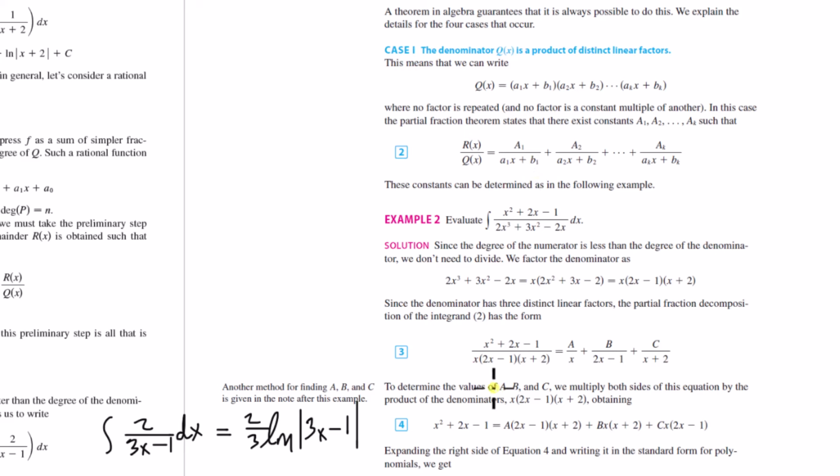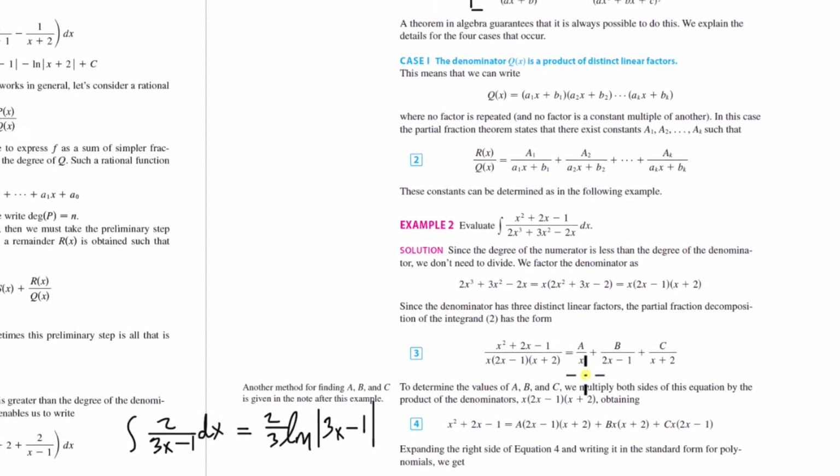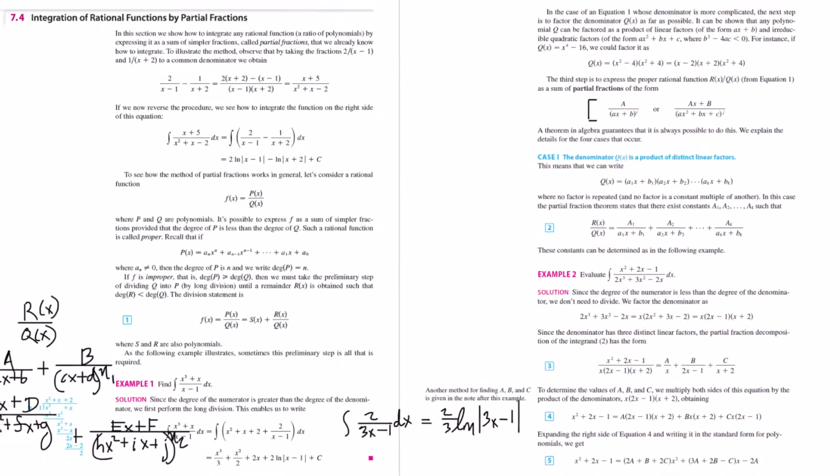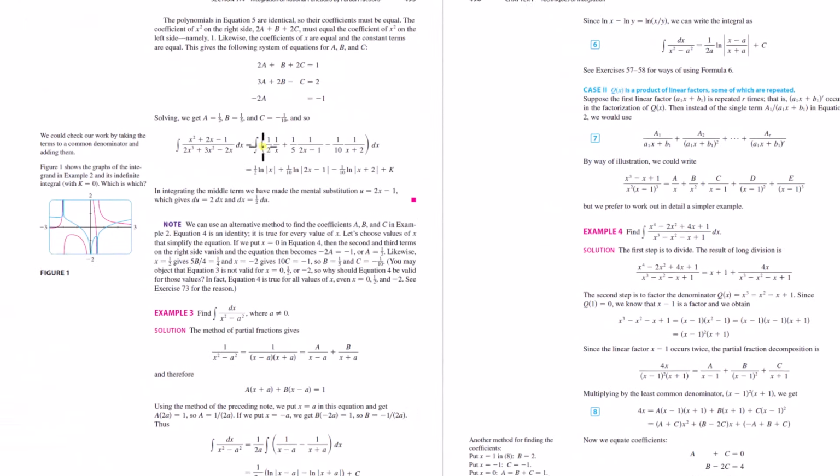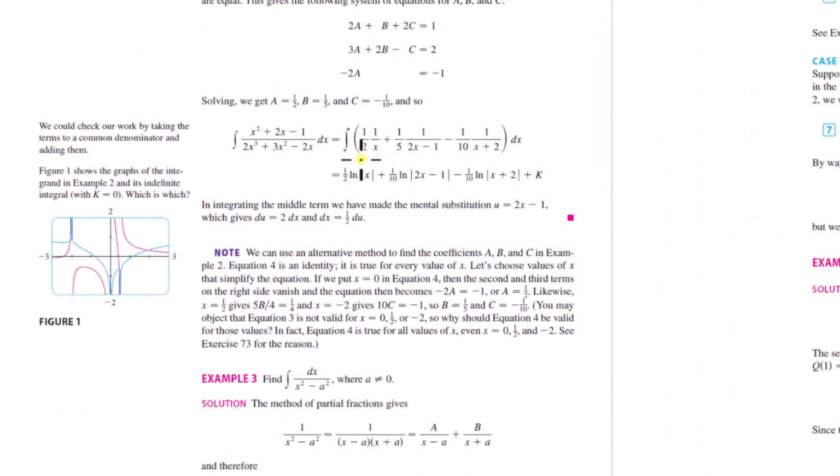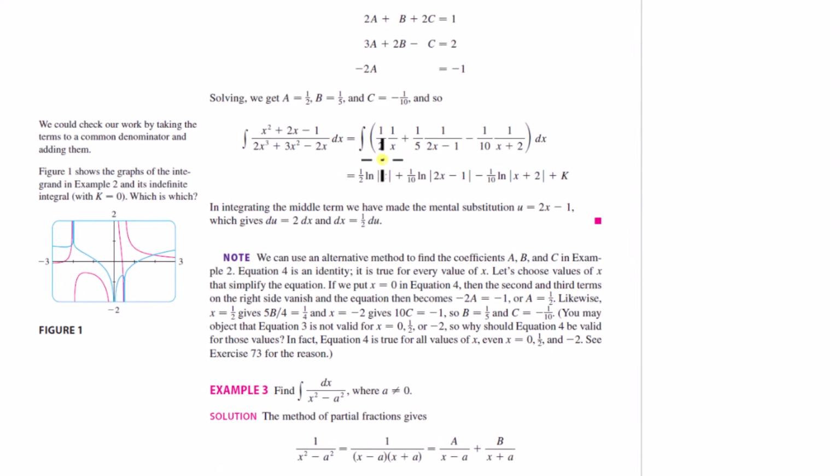Okay, so this was the decomposition. Here we're trying to integrate this, and here's the decomposition. So they solve for A, B, and C. And this is the result. And so here you can do it mentally, or if it's a case like this, you can make a u substitution. Say u is equal to 2x minus 1. But again, a linear factor raised to the first power in the denominator, those are simple.